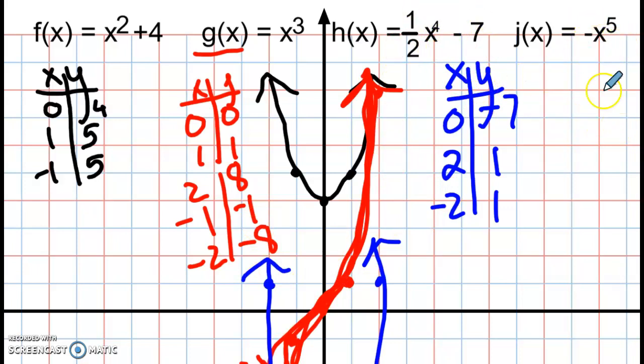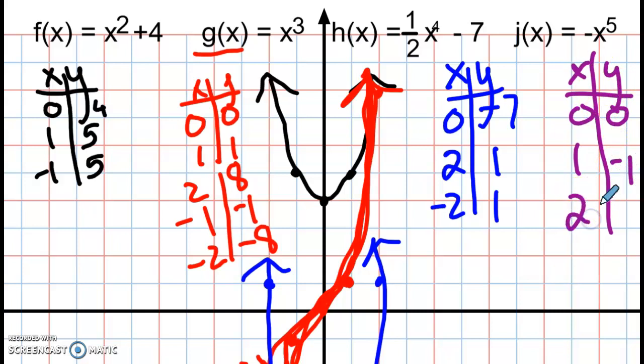Negative x to the 5th, since that's an odd degree, I'm going to be going in opposite directions. 0 gives me 0. 1 to the 5th is 1, but the opposite of that is negative 1. 2 to the 5th is 32, but the opposite of that is negative 32. If I put negative 1 in, negative 1 to the 5th is negative 1, but the opposite of that is positive 1. So I end up going in the opposite direction as I did with the red graph, the x cubed. Okay, I'm going this way because of this negative in front.